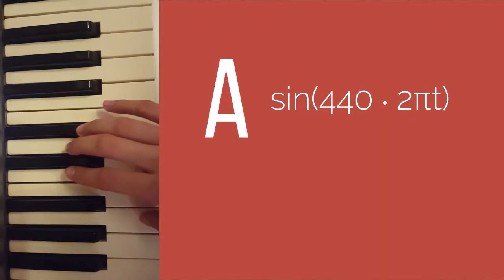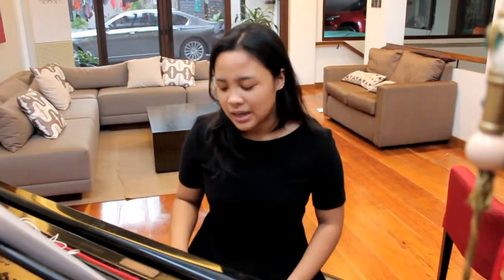And if you correctly manipulate the formula, sine 440 times 2 pi t, you can produce different sounds. An example is sine 440 times 2 pi t, which is A, sine 440 times 2 raised to 4 over 12 times 2 pi t, which is C sharp, and sine 440 times 2 raised to 7 over 12 times 2 pi t, which is E.